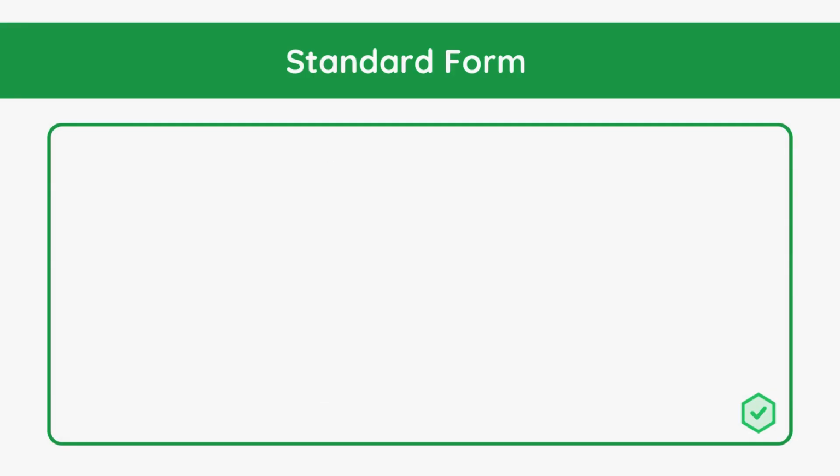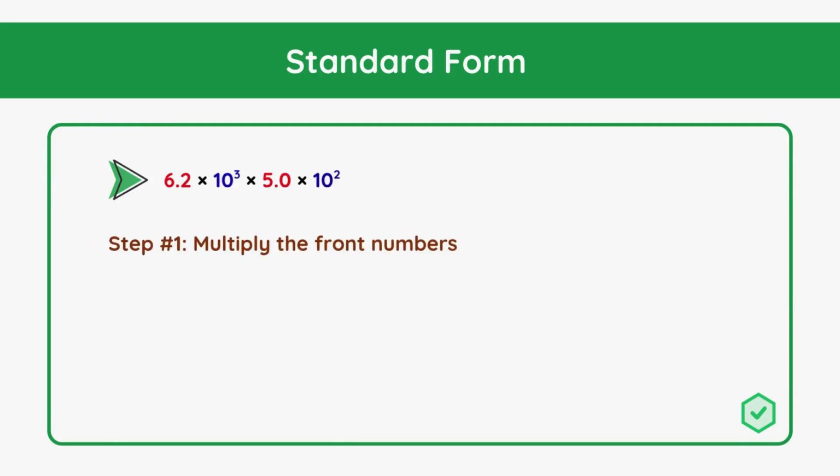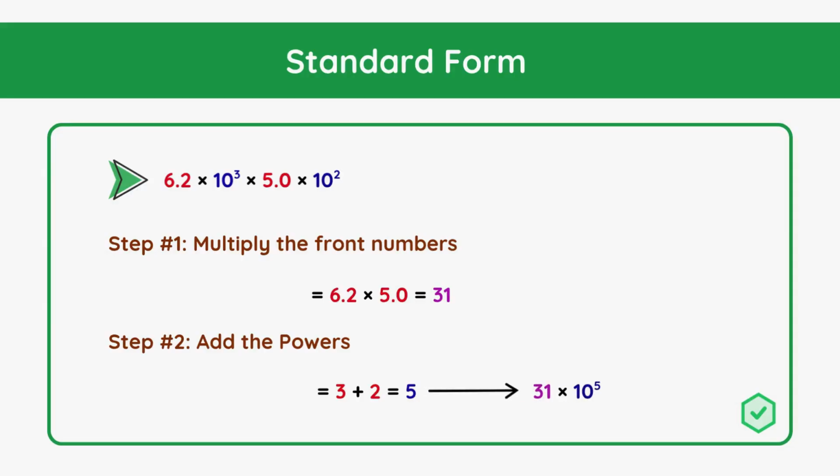But here is a case you have to watch. Multiply 6.2 times 10 to the power of 3 by 5.0 times 10 to the power of 2. Multiply the front numbers. 6.2 times 5.0 is 31. Add the powers. 3 plus 2 is 5. So far we have 31 times 10 to the power of 5.